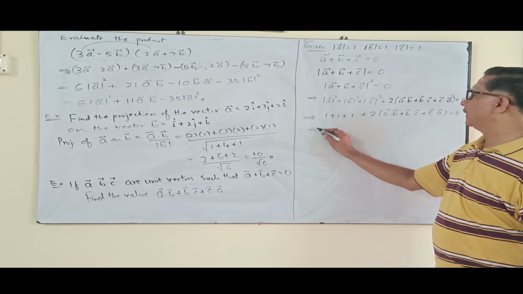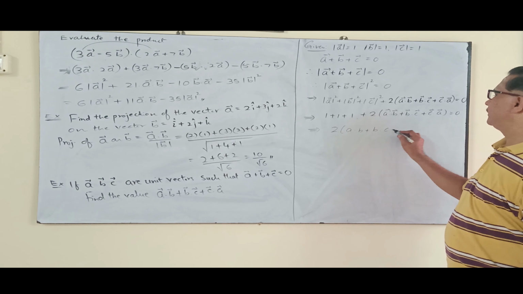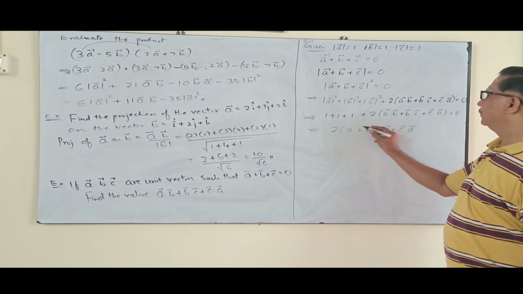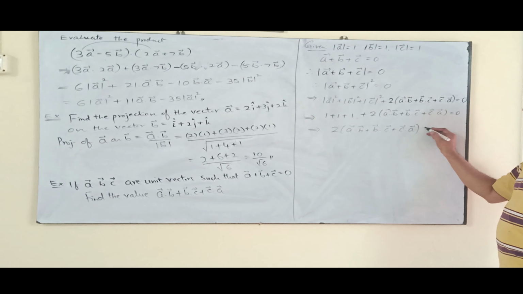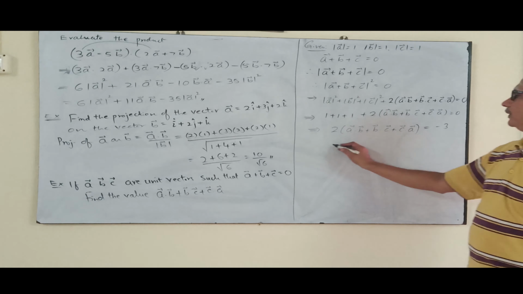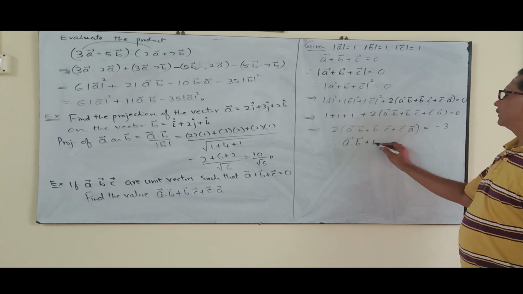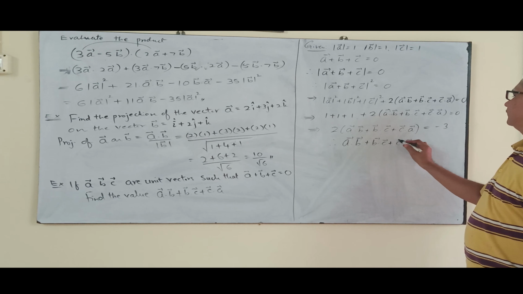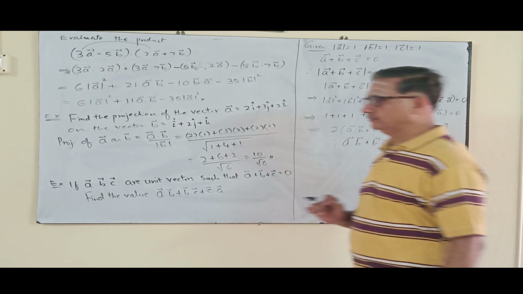Now rearranging, 2(a·b + b·c + c·a) = −(1 + 1 + 1) = −3. Dividing by 2, we get a·b + b·c + c·a = −3/2, which is the answer.